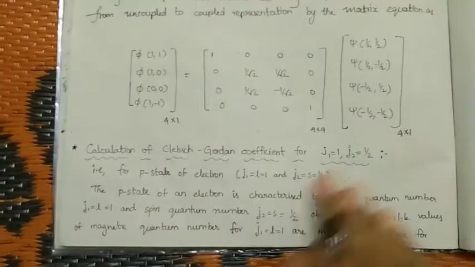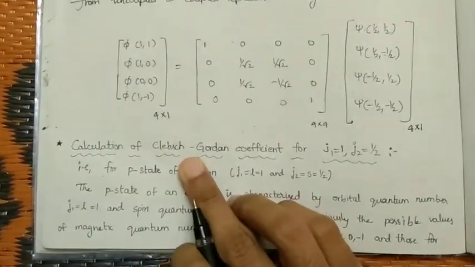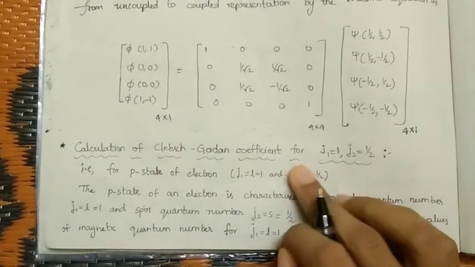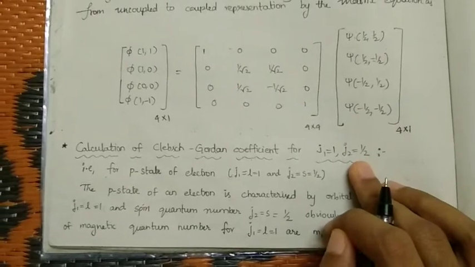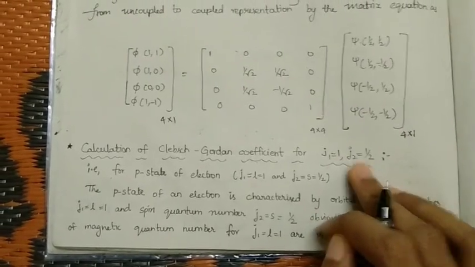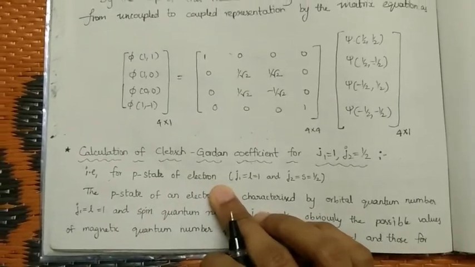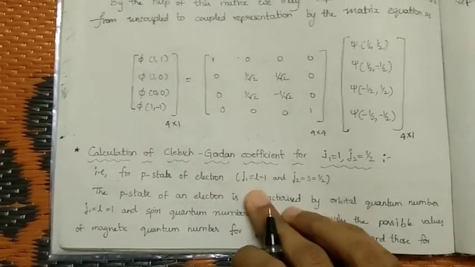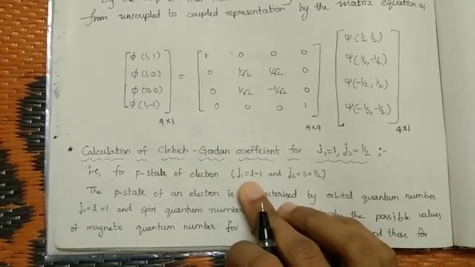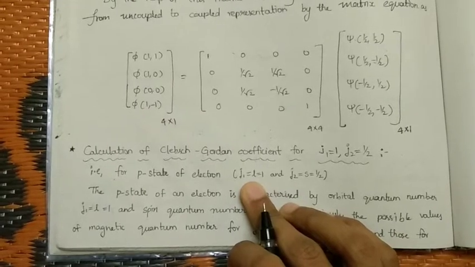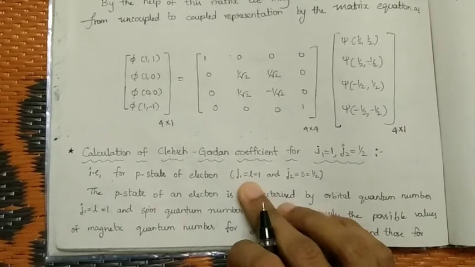So let's discuss the calculation of Clebsch-Gordan coefficients for J1 equals 1 and J2 equals half. This is nothing but the p state of an electron. For a p state of an electron we have L value equals 1. For s we have azimuthal quantum number 0, and for p we have azimuthal quantum number 1.